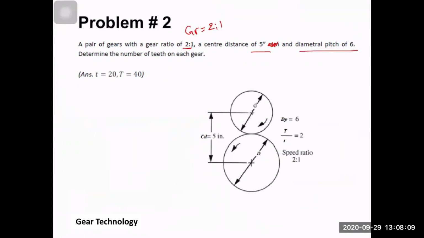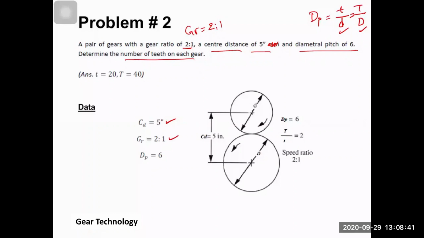So this diametral pitch, if you remember, is equal to the number of teeth over the diameter for the pinion, or the number of teeth over the diameter for the gear, okay? And D, small d or capital D, must be in inch here. That's why the center distance is given in inch. So determine the number of teeth on each gear, okay? What we have here: the center distance is given as 5 inch. The gear ratio is given as 2 to 1. The diametral pitch is given as 6, okay?